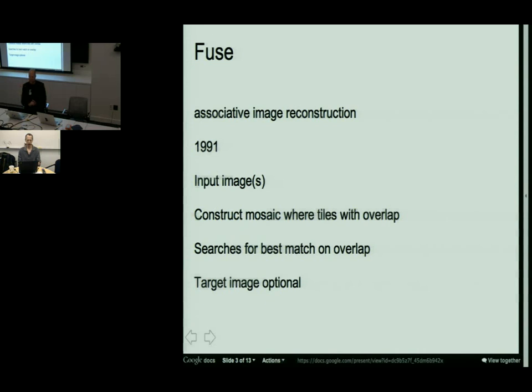You actually give it a photograph or a painting or a scene, and what it does is construct a mosaic out of that image, and it's a mosaic where the tiles overlap, and what the algorithm does is a search for the best tiles that fit together in the overlapped portion. So it's a little bit like a puzzle where the computer solves the puzzle, and it's possible to have a target image. And so an example of what this algorithm produced is here.